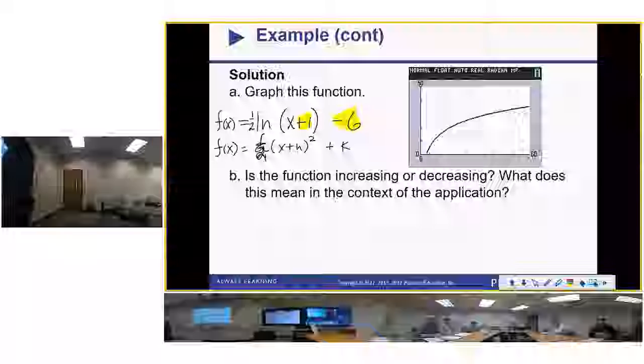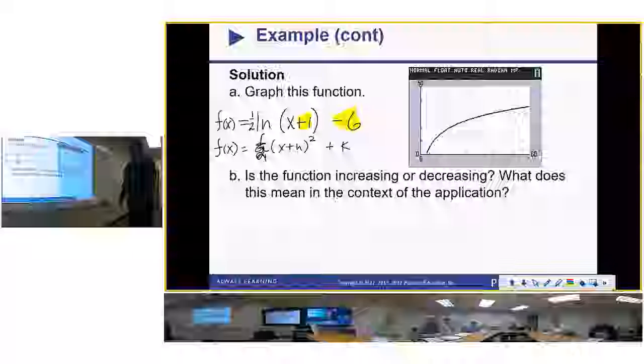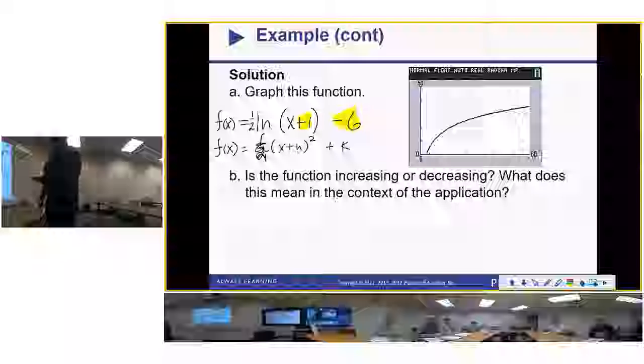Make it skinnier or wider? Wider. Okay, so what does the 1/2 do in front of the logarithm?